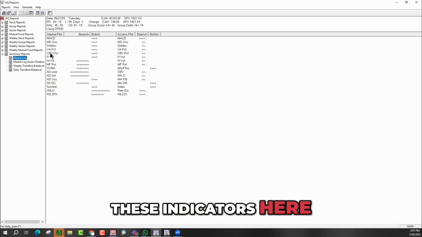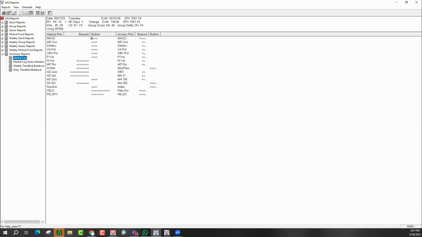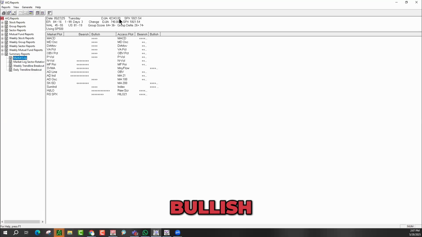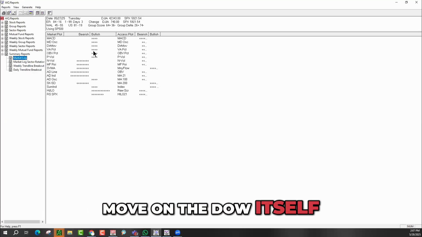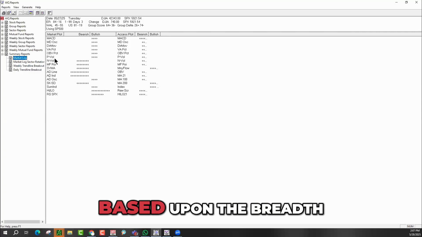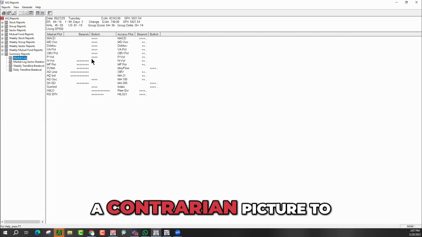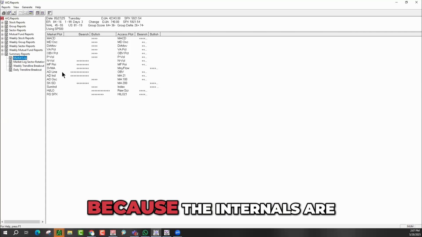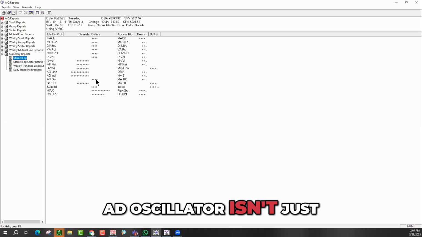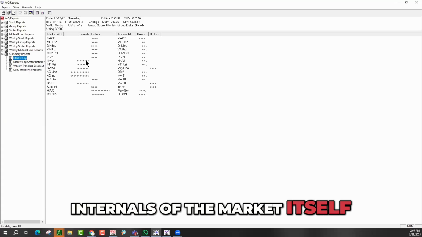These indicators here are based upon the price action of the Dow itself. There is a bullish and bearish indication here. And as you can see, they're moderately bullish, not surprising after that move on the Dow itself. The key thing down here, though, is these indicators are based upon the breadth of the market itself, which shows a contrarian picture to the Dow because the internals are pretty negative. I mean, pretty negative. The AD oscillator has just turned up a little bit, but all of these are based upon the internals of the market itself.